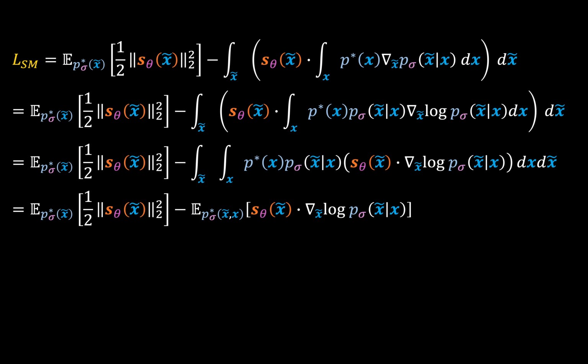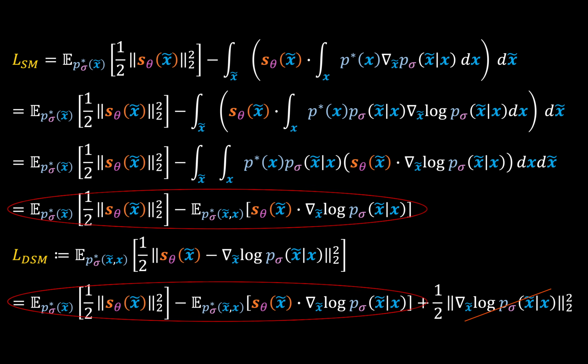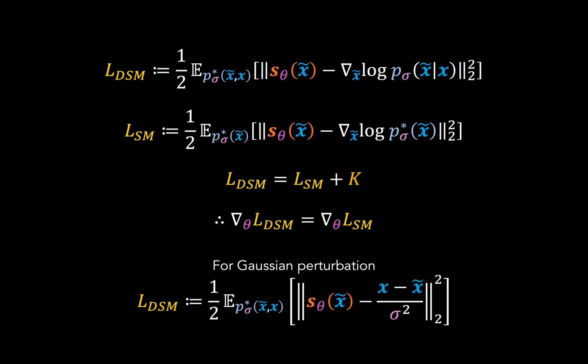If we take our denoising score matching loss and expand the square difference, we can cancel this term, and we realize that the score matching and denoising score matching losses are exactly the same up to a constant. So there we go. In short, by learning to denoise individual samples taken from p star, we are in fact learning to predict the score of the marginal density of x tilde, which is p star sigma. This is great because for Gaussian perturbation, we actually have an explicit form for the conditional score, so it's very easy to train our model by just drawing samples from our dataset and applying the random perturbations.